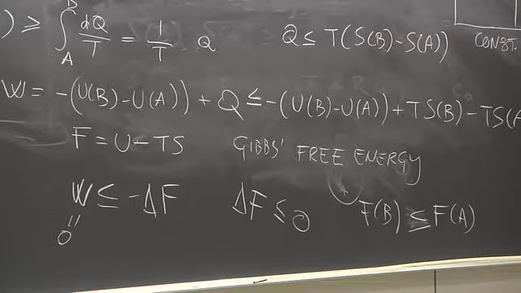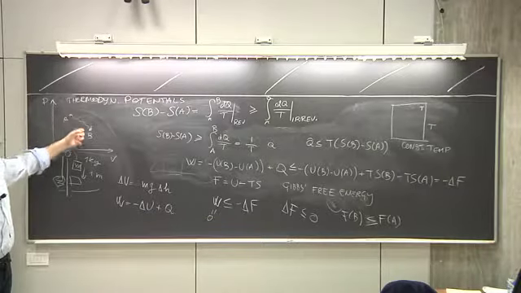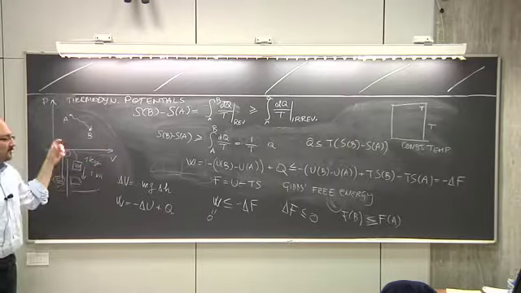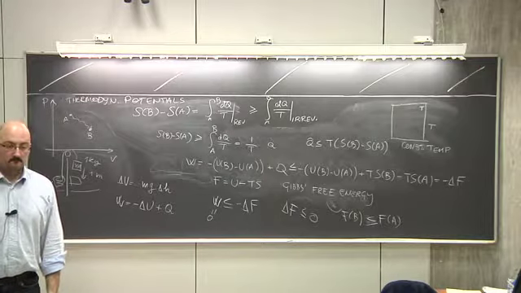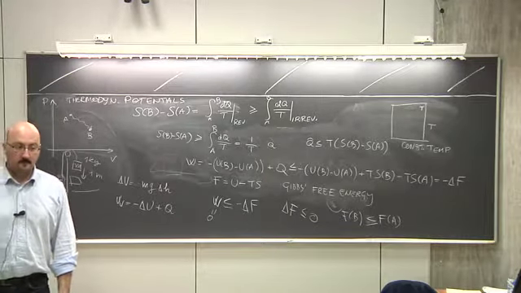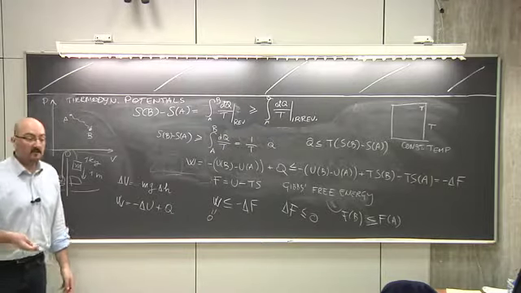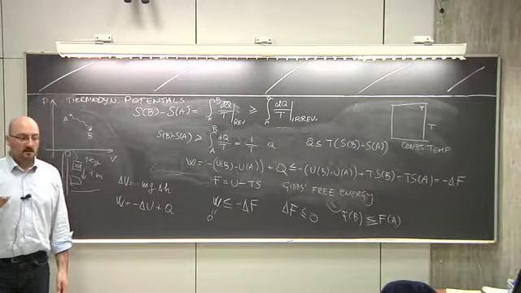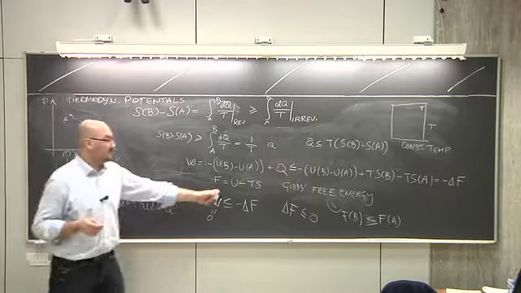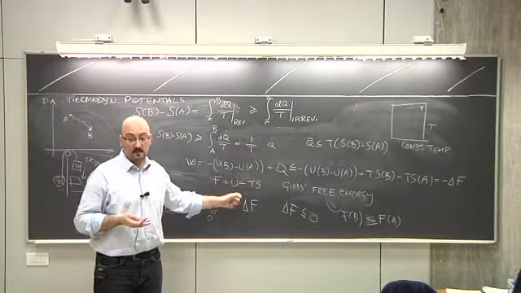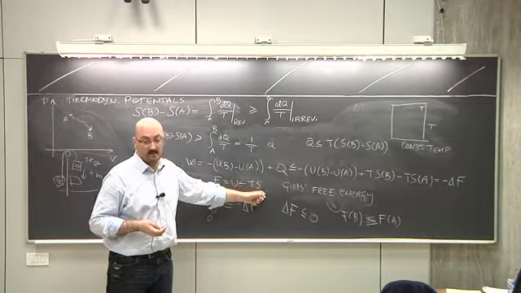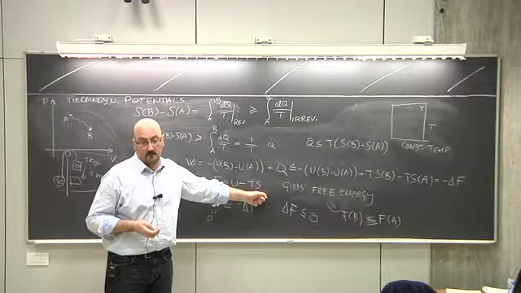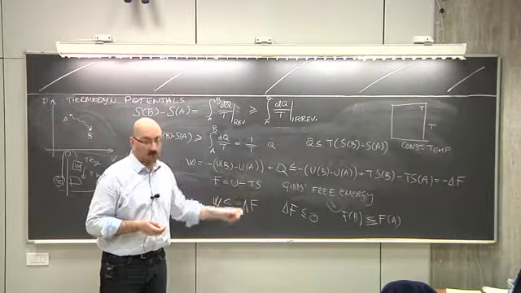In a spontaneous, irreversible transformation that goes from A to B at constant temperature, the free energy has to decrease. Okay? So in a thermodynamic system, you can have a spontaneous increase in internal energy if it is compensated by a sufficient increase of the entropy, because these two terms have opposite signs.